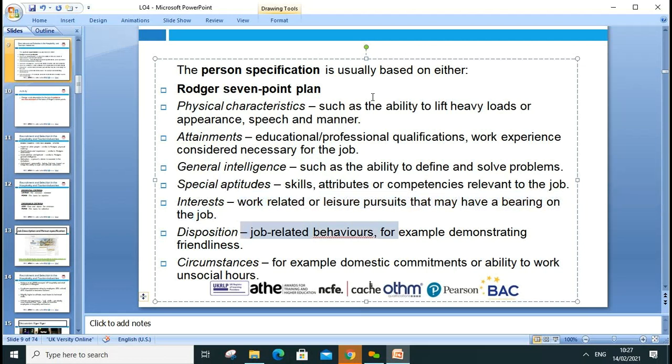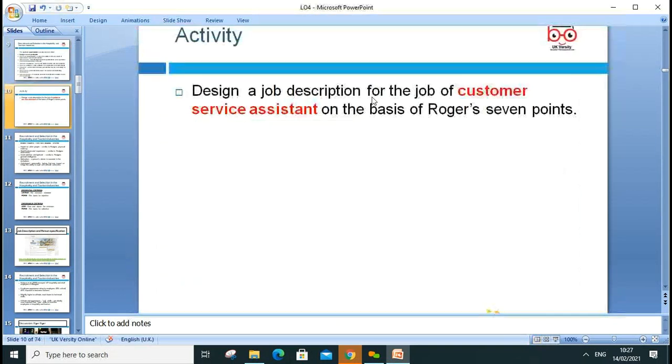Aptitudes, skills, attributes and competencies relevant to the job. Interests: work-related leisure pursuits that have a bearing on the job. Disposition: job-related behavior, for example demonstrating friendliness. Circumstances: for example domestic circumstances, ability to work social hours. These are the crucial things that we need to consider.